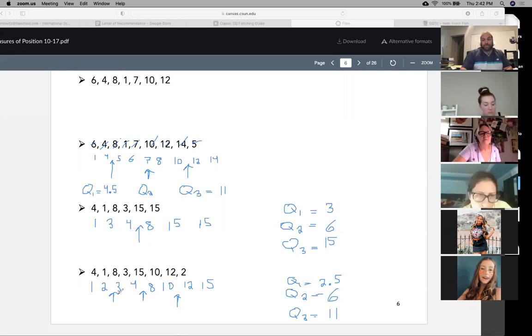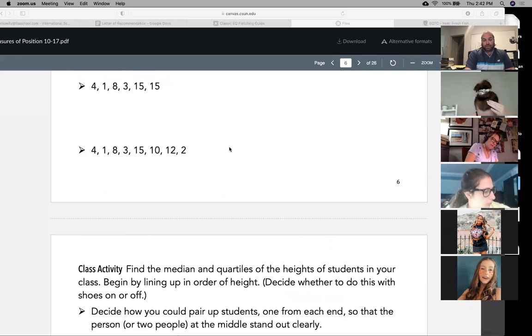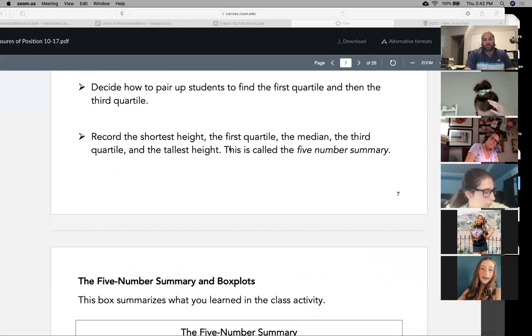What do you mean none of them are data points? Well, here are my data points, right? None of these three numbers appear on my data list. None of them are actual data points. So we're going to skip that one.